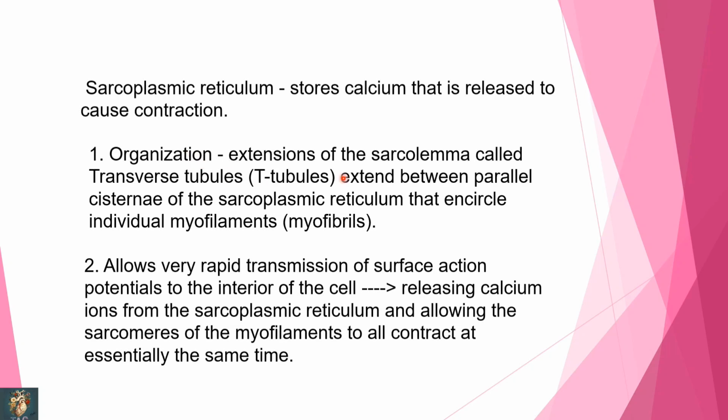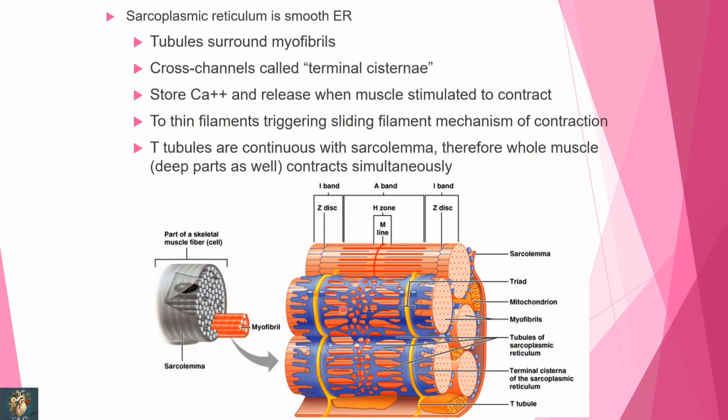The extensions of the sarcolemma called the T-tubules or transverse tubules extend between the parallel cisternae of the sarcoplasmic reticulum that encircle the individual myofilaments. They allow very rapid transmission of the surface action potential to the interior of the cell, releasing calcium ion from the sarcoplasmic reticulum and allowing the sarcomeres of the myofilaments to all contract essentially at the same time. The T-tubules, here you can see, are surrounding the myofibrils and forming a network.